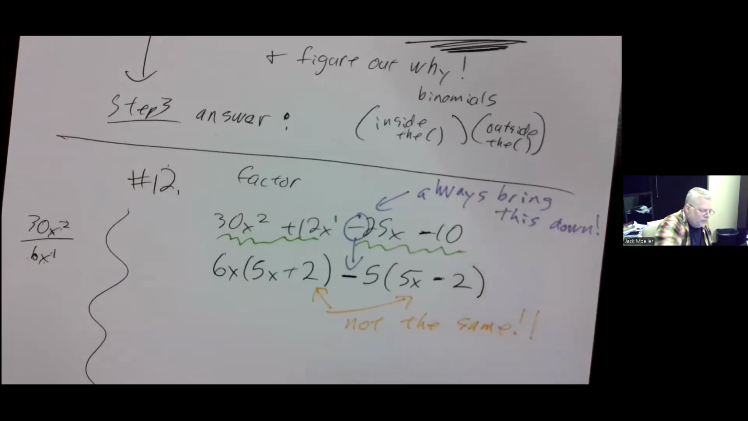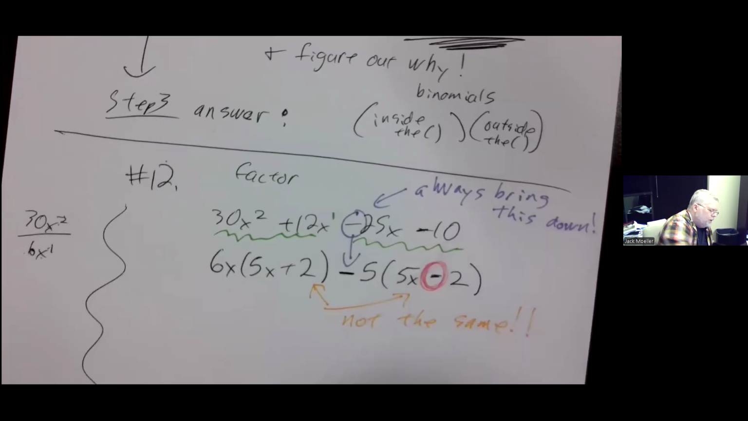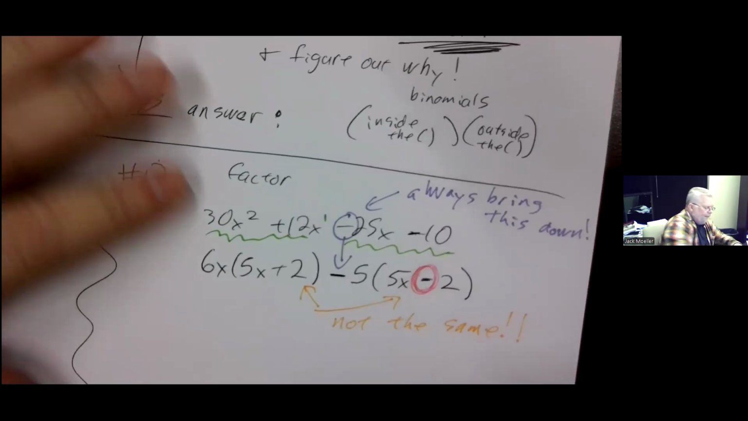So the problem, how do you find it? Well, distribute it back. So 6x times 5x, well, 6 times 5 is 30. X times x is x squared, so that's good. 6x times 2 gives me plus 12x, so that's good. Negative 5 times 5x is minus 25x. But here's the problem. Negative 5 times negative 2 gives us plus 10. So the problem here is that shouldn't be minus, that should be plus. That is wrong.